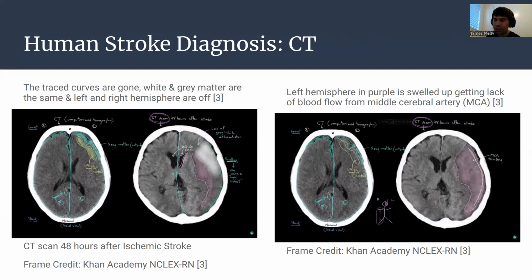Here's another CT scan, but this one was taken 48 hours after the stroke. On this right side, we see, again, normal brain and stroke-suffered brain. We can see this purple region that's highlighted is actually swelling of the brain, right? This affects the middle cerebral artery territory. And with the swelling of the brain on this left hemisphere, right? My left hemisphere.